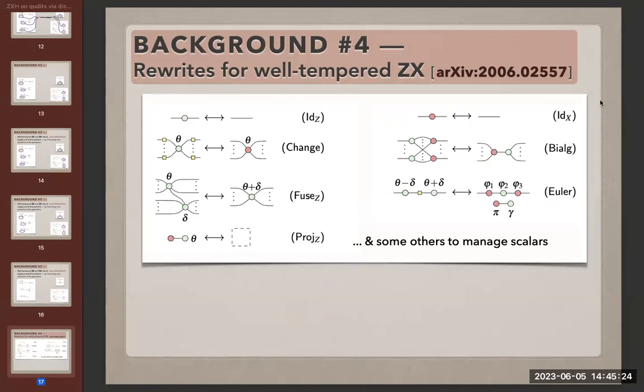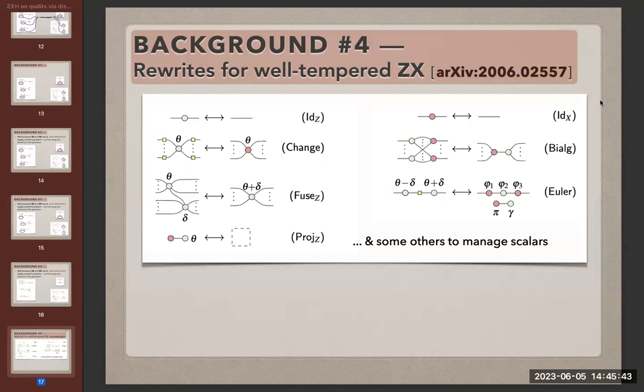These, by the way, are generalizing rewrites, or rather they're analogs of rewrites described by Wilmert for a nearly minimal formulation of the ZX calculus. The Euler rule there follows more or less his Euler rule. There's a slight difference in the representation for the angles. That's a technical detail that's not very interesting to us here.